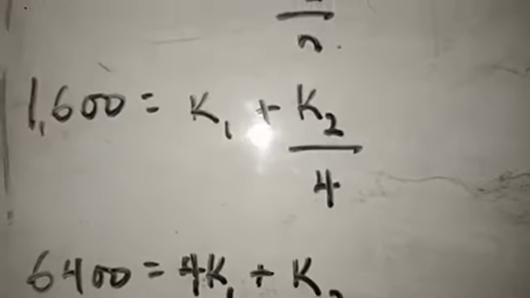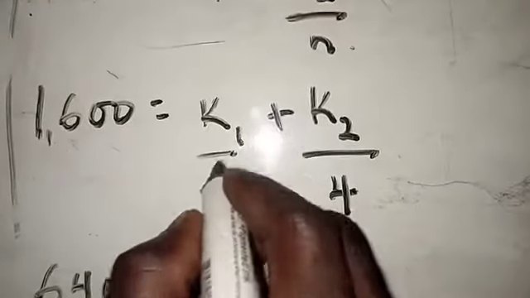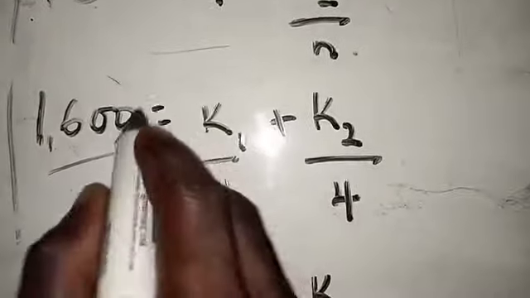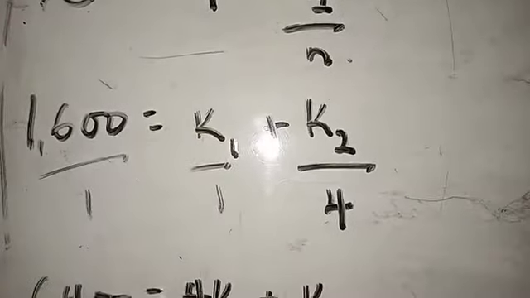So what do you do here? You know what to do, right? Here this is a fraction, so we assume that this is over 1, and this is also over 1. So if you have an equal to sign with fractions, you multiply through by 4.